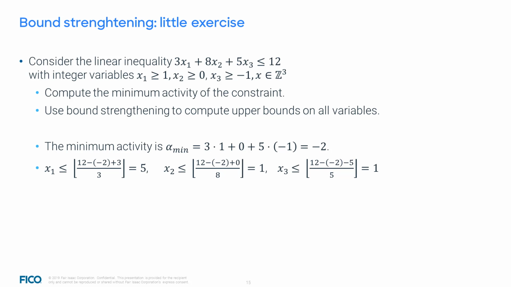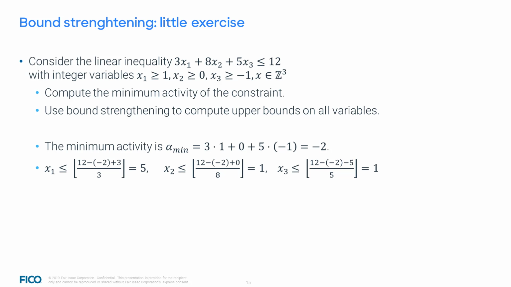Then, for each variable individually we add the contribution of itself to get the difference between the right-hand side and residual activity, that is the minimum activity without that variable. Now we can simply compute how much the respective variable can contribute by dividing this residual activity by the variable's coefficient. Since the variables have to be integer and we are computing an upper bound, we can round down that quantity. The results are that x1 cannot be greater than 5, and x2 and x3 can both not be greater than 1.